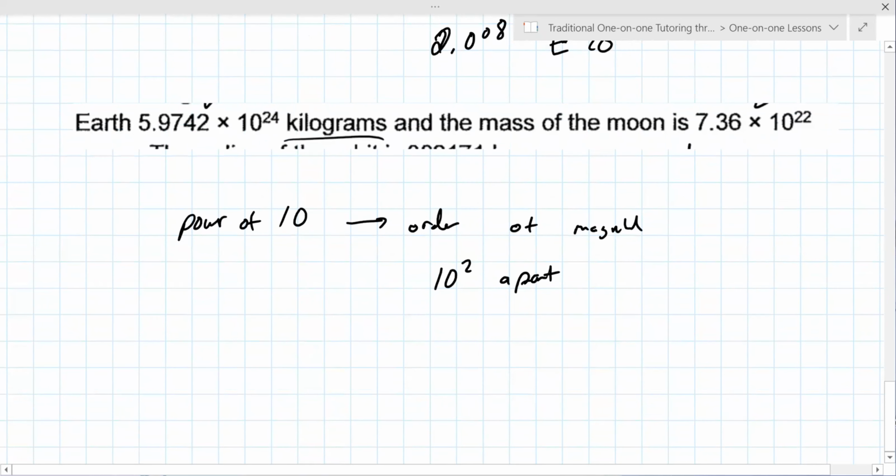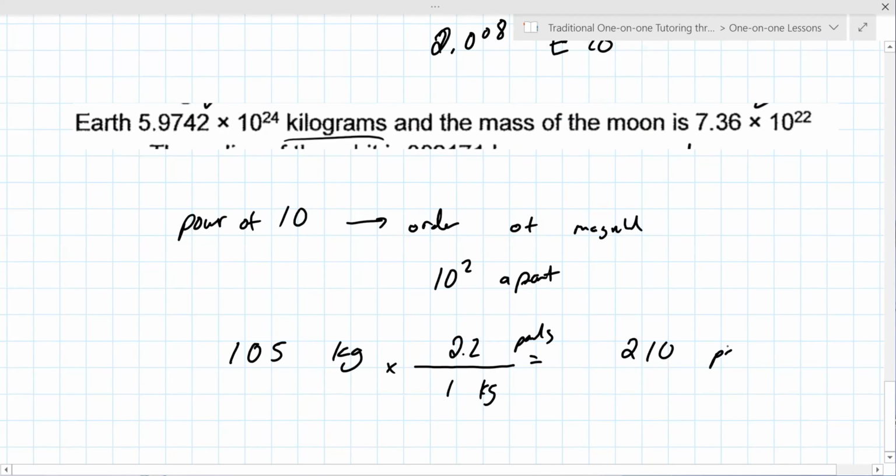When these numbers get so big, you got to talk about something relatively. So let's say a person weighed 105 kilograms. In 1 kilogram there are how many pounds? 2.2. Okay, and so that's about 210 pounds. Now I've never met your dad. I'm pretty sure your dad's kind of a big, strong guy. Would you agree with that? Yeah. Maybe. Okay.